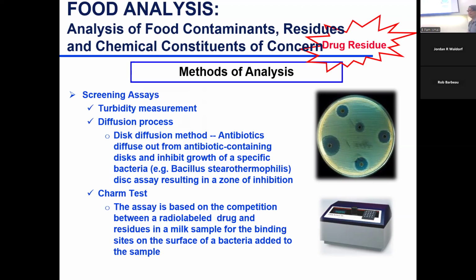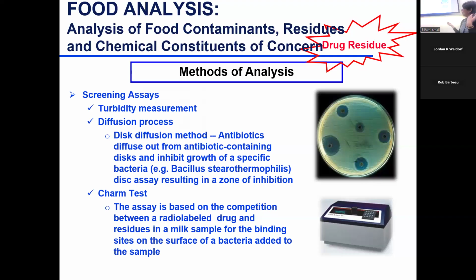The charm test is a very common one where you radio-label an antibiotic that you're looking for, and you have the milk sample. It works like a comparative ELISA. So the radio-labeled antibiotic competes with the antibiotic in your sample to interact on the surface of a bacteria. If you have high radioactivity, that means you have low concentration of antibiotic or no antibiotic in your sample.